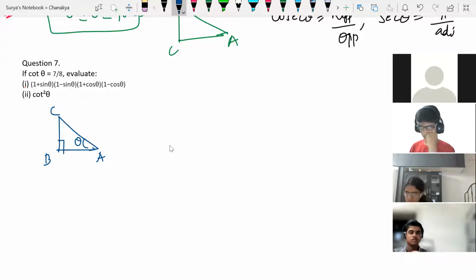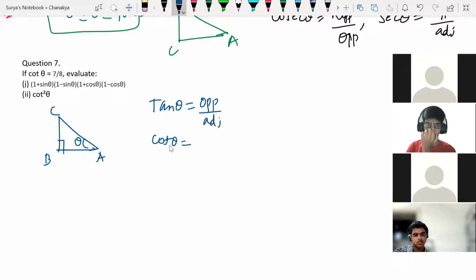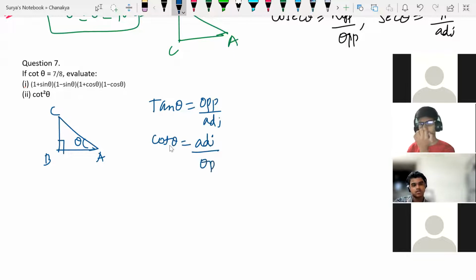Cot theta means adjacent by opposite. Cot theta means reverse of tan theta. Tan theta means opposite by adjacent, guys. Cot theta is what? The opposite. So what is adjacent here? Adjacent means 7. What is the opposite? 8. What is this hypotenuse?